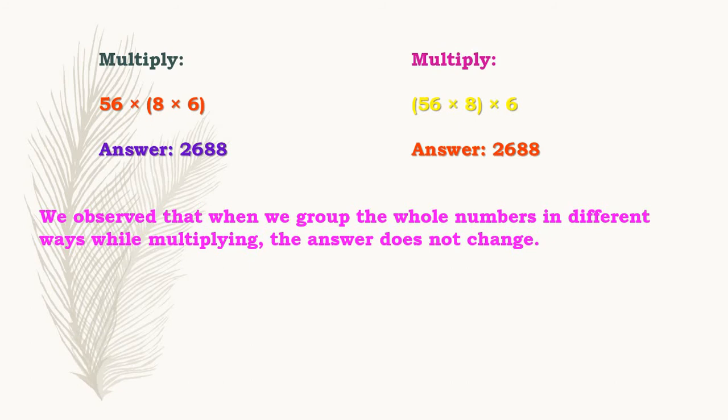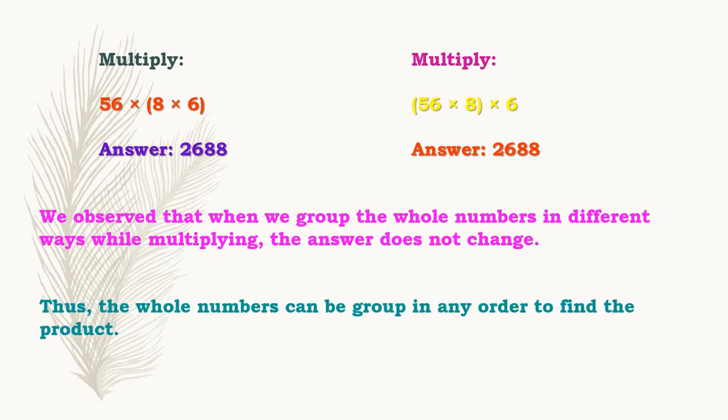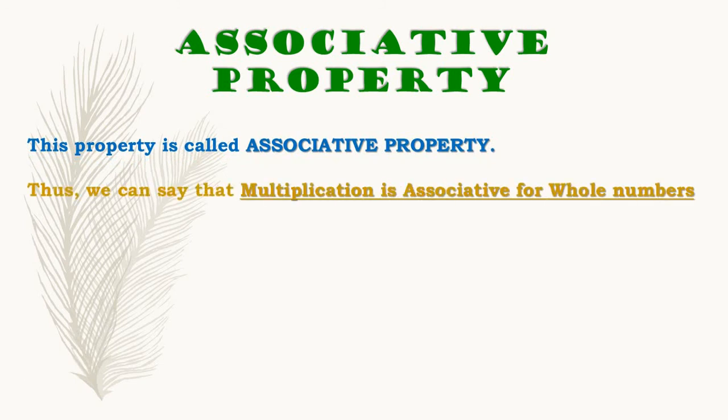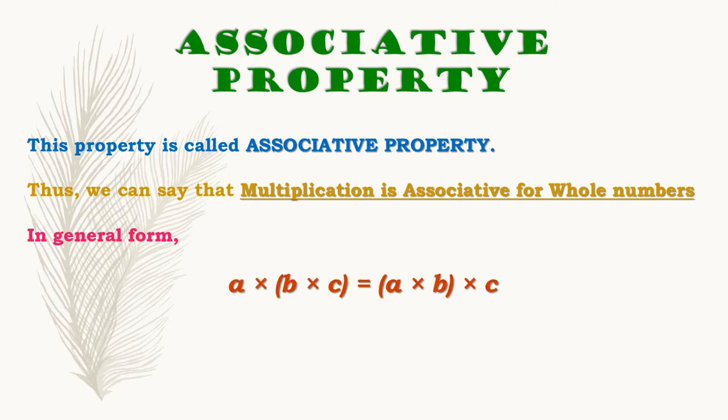We observe that when we group the whole numbers in different ways while multiplying, the answer does not change. Thus, whole numbers can be grouped in any order to find the product. This is called associative property. Thus, we say that multiplication is associative for whole numbers. In general form, A into B into C in bracket is equal to A into B in bracket into C, where A, B and C are whole numbers.